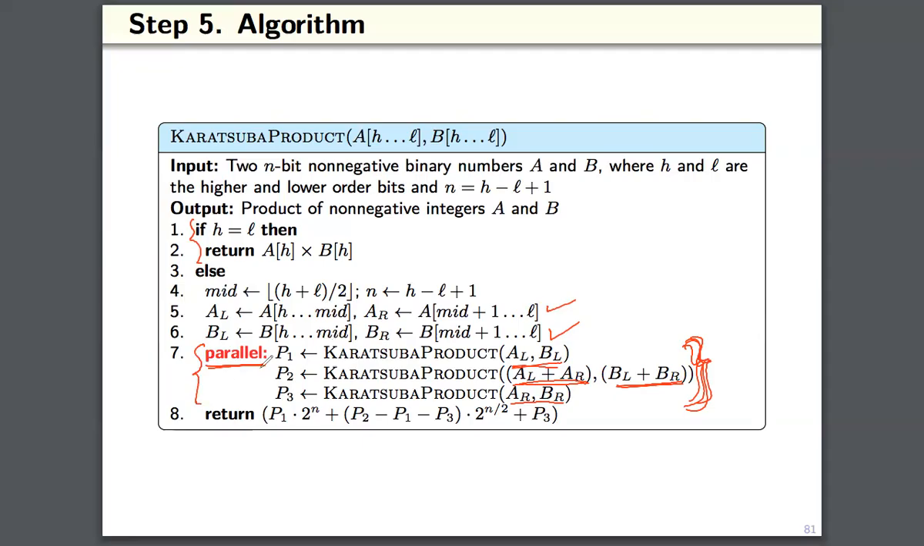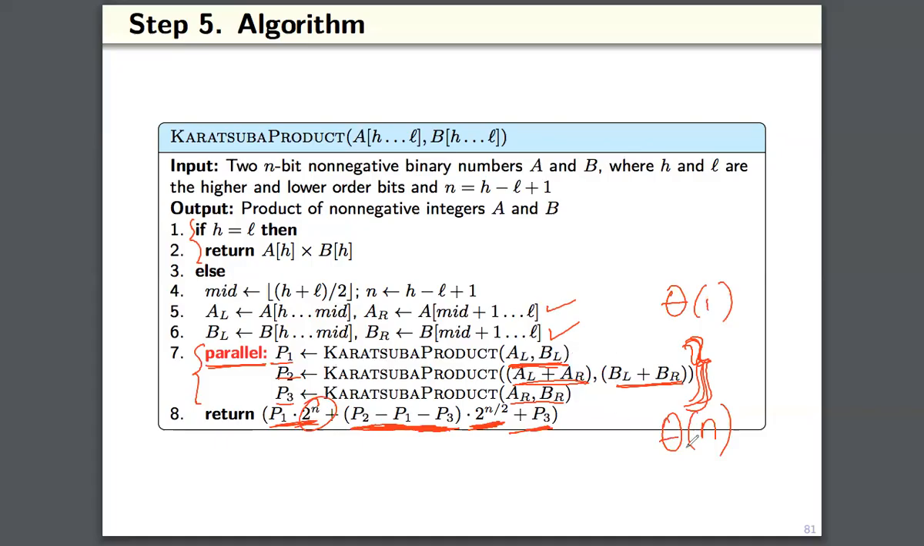And now you have P1, P2, P3. As I said before, the combine step will be P1 times 2 power n, that is AL times BL times 2 power n, plus P2 minus P1 minus P3, and we have seen before why this is true, times 2 power n by 2, plus P3. We don't multiply anything to P3. So as before, step 1 is theta 1. Okay, we will come back to this. And what about this? 2 power n is still the same, theta n.